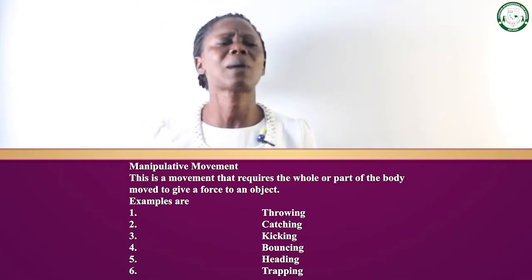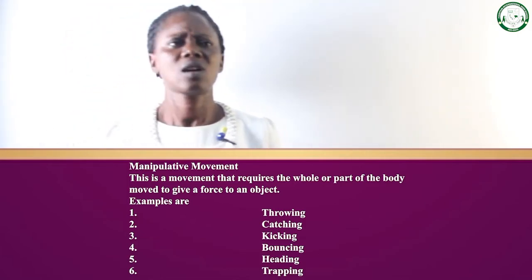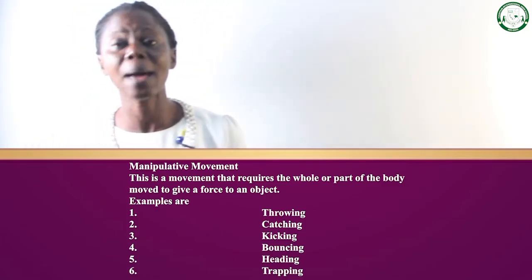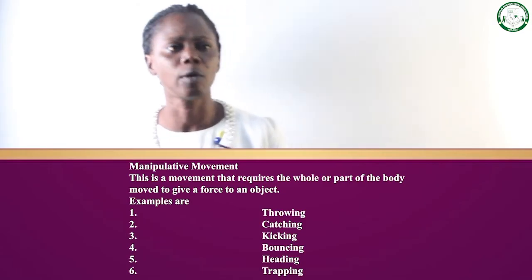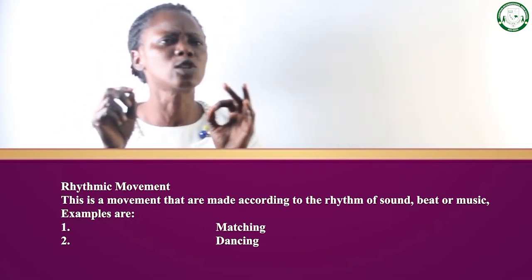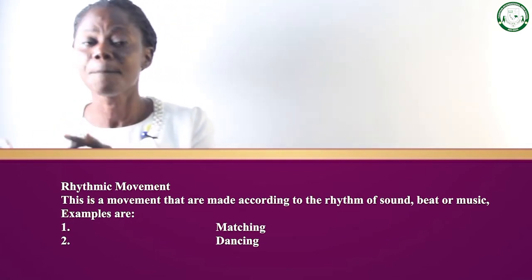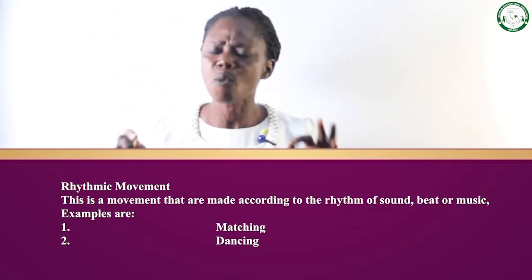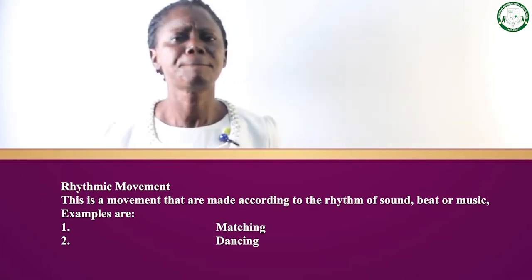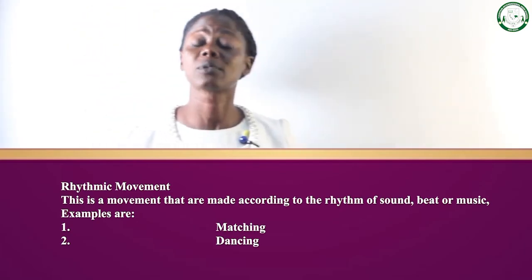Other examples under this manipulative movement are kicking, dancing, edging, trapping, which is one of the skills in football. Under movement as well, we still have something we know as rhythmic movements. This one is so simple. It can only be done according to the rhythm of the sound, beat, or music. And we have just two examples under this, which are dancing and marching. These are all the examples that we have under fundamental movements.